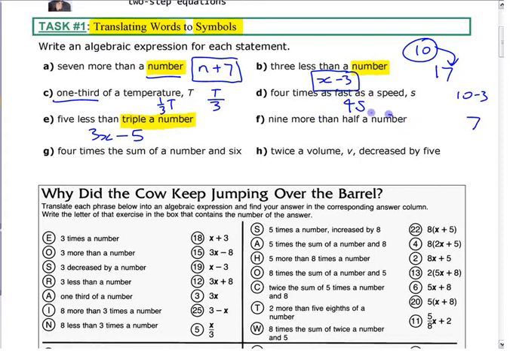9 more than half a number. Half a number. Divide by 2. 9 more than that. Plus 9. 4 times the sum of a number and 6.